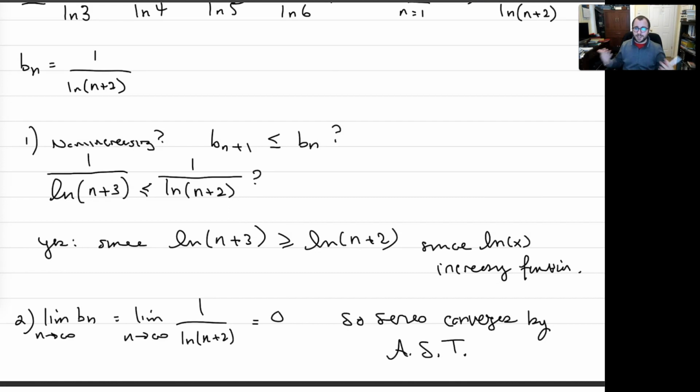If you can't use it, you can't use it. You've got to use something else, a comparison test, or perhaps some sort of divergence test, etc. All right, let's do one more example to finish this up. Let's look at the series sum of (-1)^(n+1) n e^(-n), and let's test this for convergence or divergence.